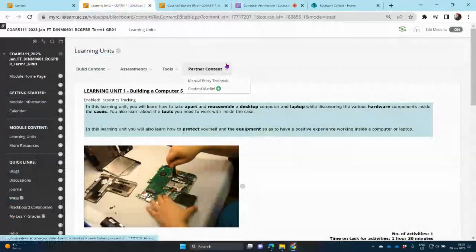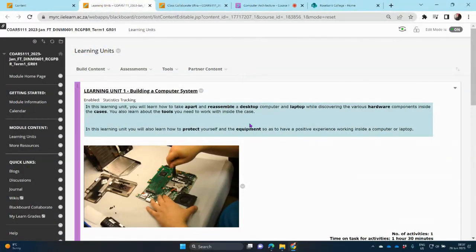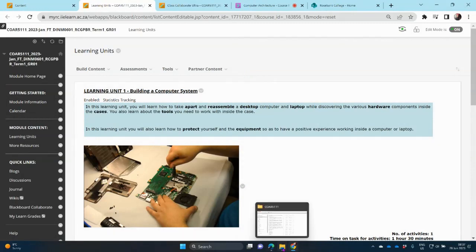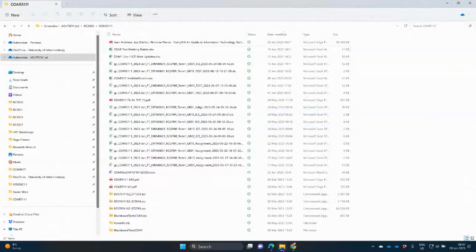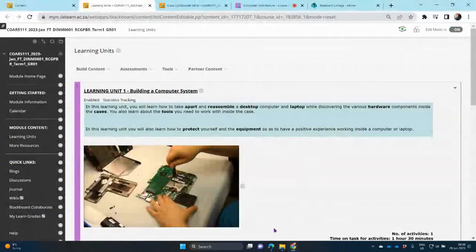In this session, I'm going to have a look at your final exam preparation for computer architecture, COAR5111. Where do we start? We should have started preparing already. If we haven't, then let us prepare for the take-home assessment as follows.